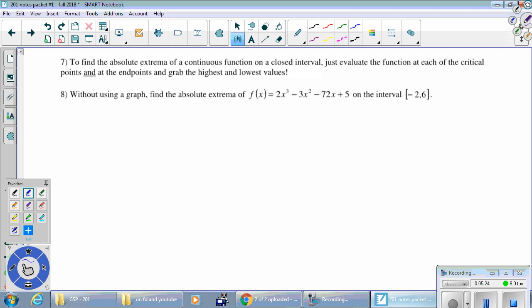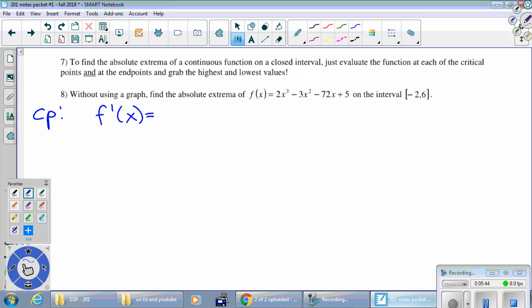Number 8, without using a graph, find the absolute extrema of this function right here on the interval -2 to 6. Okay, so what are we supposed to do? Well, first thing we need is to find the critical points. And the critical points happen when the derivative is 0 or when the derivative does not exist. So the first step is to calculate the derivative using our shortcuts now.